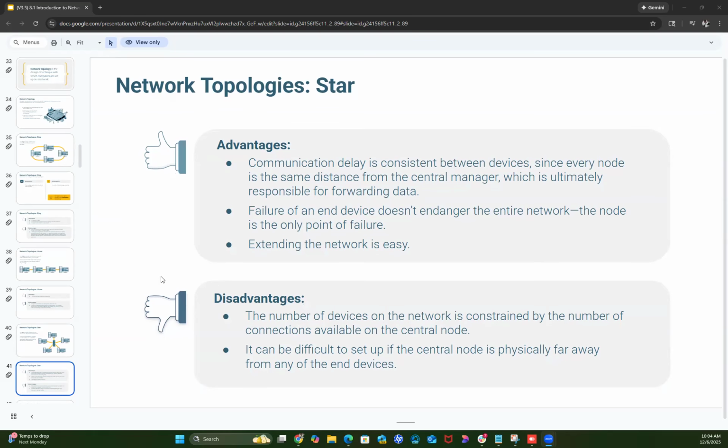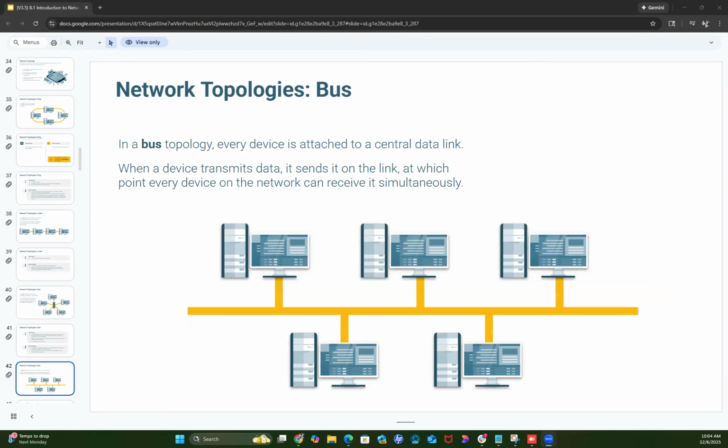And then bus topology. In this bus topology, every device is attached to a central data link. When a device transmits data, it sends it on the link, at which point every device on the network can receive it simultaneously.